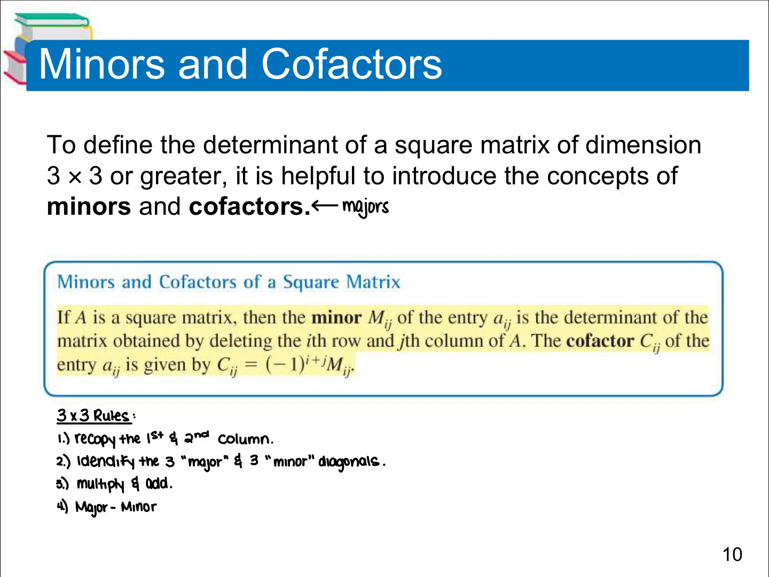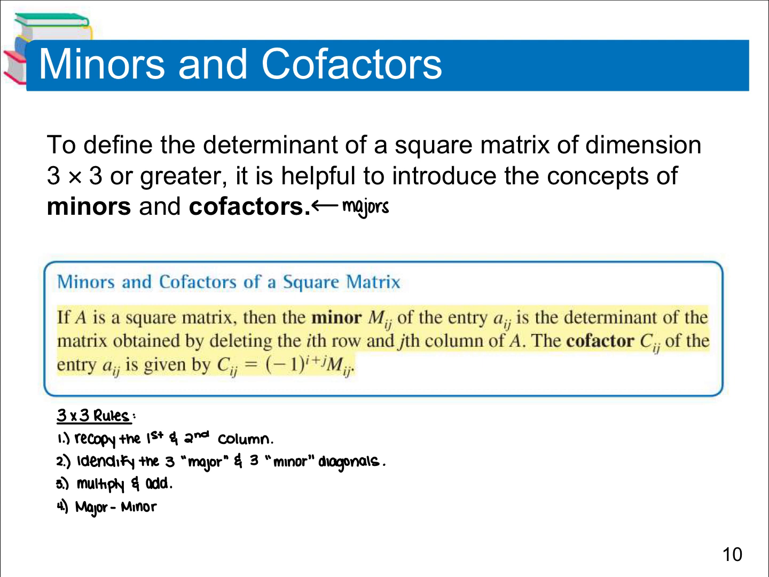When you look at a 3x3 matrix to find the determinant, there's a little bit more that goes into it. You have steps in order to find your determinant. First thing you're going to do is find your major and your minor. By doing that, you're going to recopy the first 2 columns to the right of the matrix that's given to you. From there, you will identify the 3 major and the 3 minor diagonals.